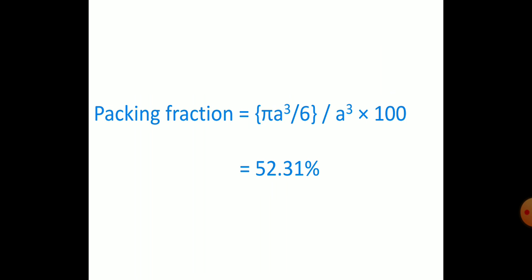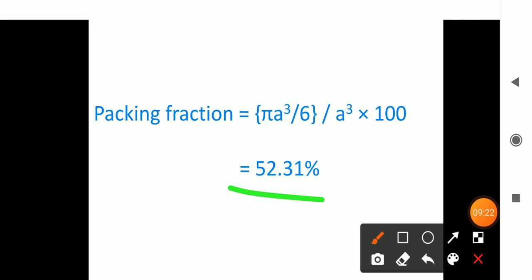52.31%. Students, what is this value? Look here, out of the total volume, out of 100%, how much volume is occupied by the spheres? 52.31% is occupied by the spheres in the case of a simple cubic packing. Okay, so this is the way to calculate the packing efficiency of a simple cubic unit cell.